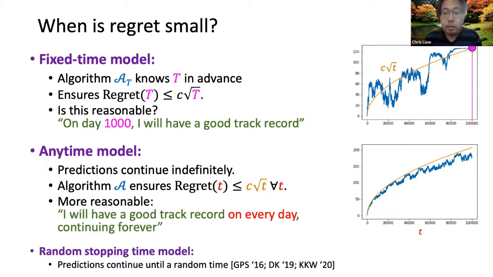There's one other model which I will mention briefly, and it interpolates between these 2 models. This is a random stopping time model. And here the stopping time is unknown to the algorithm, but is drawn from a distribution which is known to the algorithm. Okay, in this talk, I'll focus on the anytime model.